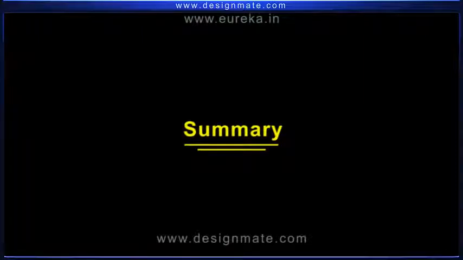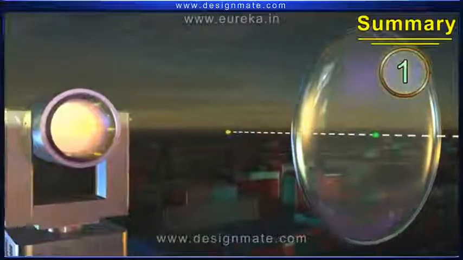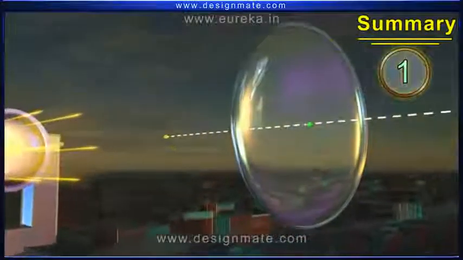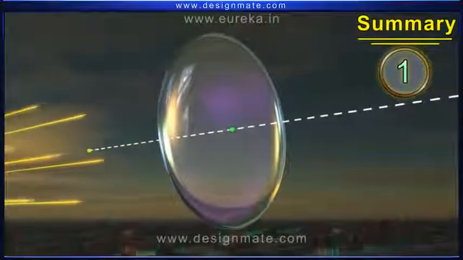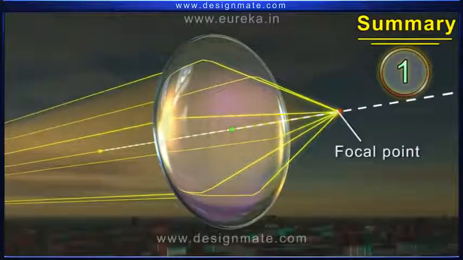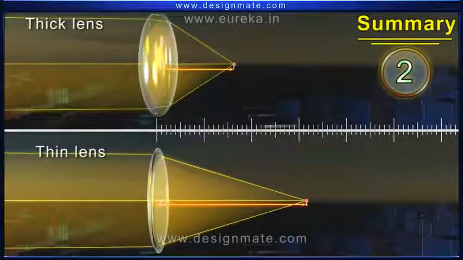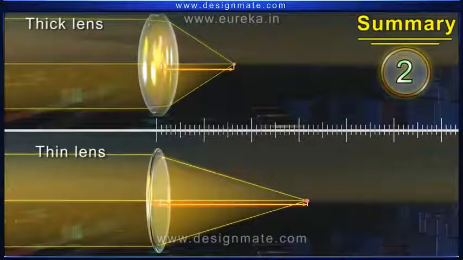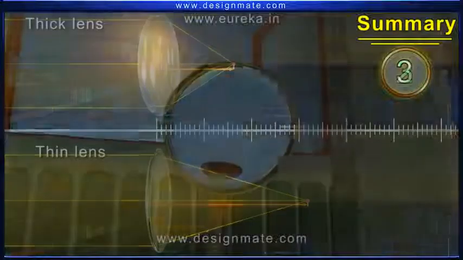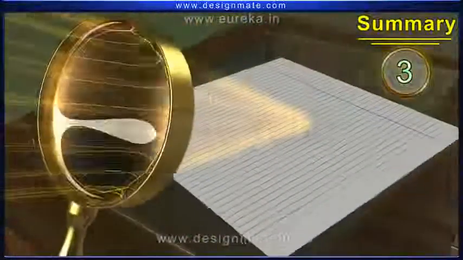To summarize, we have understood that: 1. Light rays parallel to the principal axis and incident on one side of the convex lens undergo refraction and converge at a point on the principal axis on the other side. 2. The focal length of a thinner lens is greater than that of a thicker lens. 3. A real image produced by a convex lens is formed on the other side of the object.